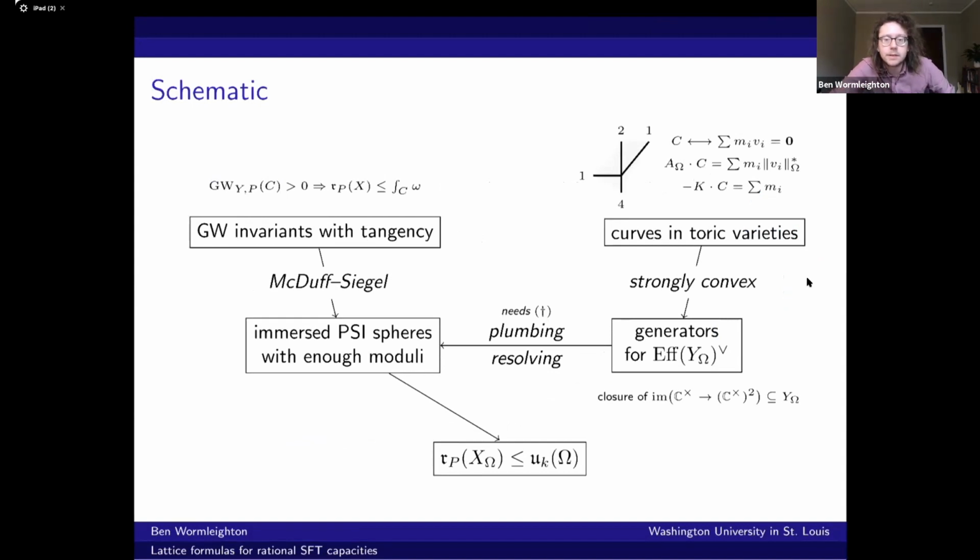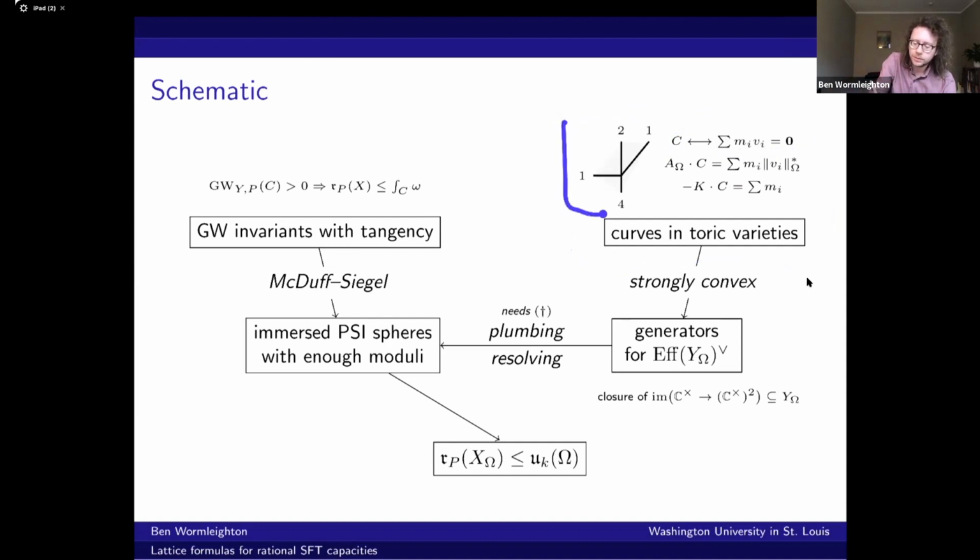Okay, so I only have a few minutes, so this is my big picture schematic of how the ideas come together, and I'll try and make some comments that hopefully make sense. So our first piece is we look at curves in toric varieties. Old work of Batyrev showed that classes of curves in toric varieties can be realized as relations between vectors.